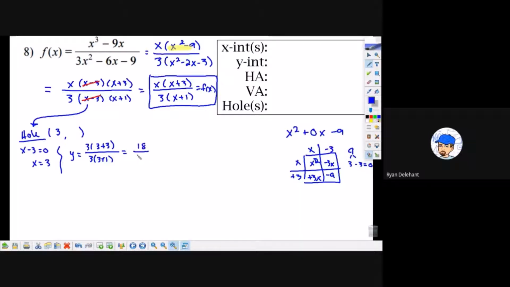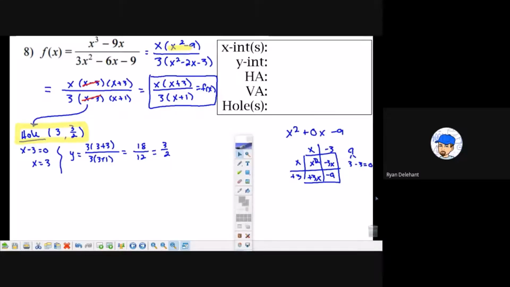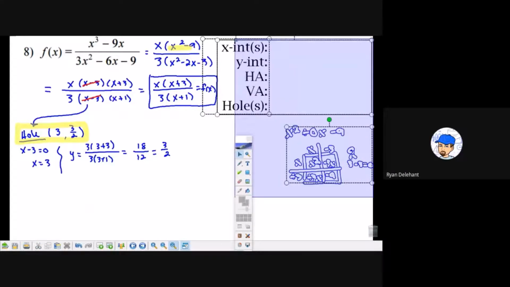18 over 12. And let's see, what does that reduce to? Three over 2. So we finally found the y. It's 3 over 2 or 1.5. But when you find holes, holes are coordinates of where that is. So we're going to need that space.